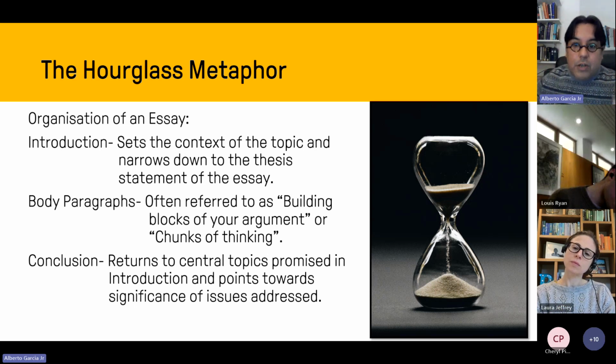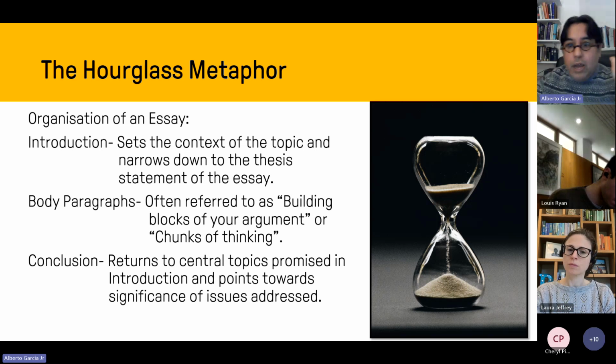So you have an introduction. It often begins really wide by setting the context of the paper. Then it starts to really focus down to the thesis statement or your main argument.